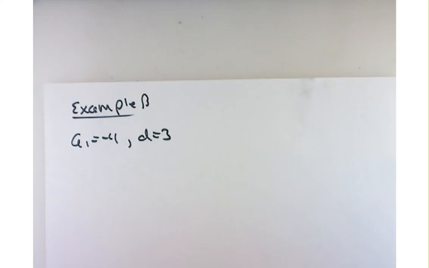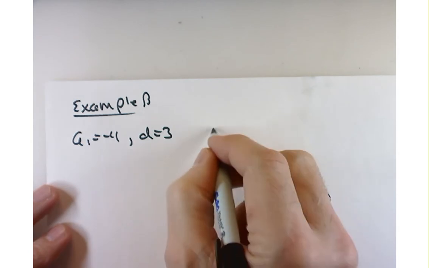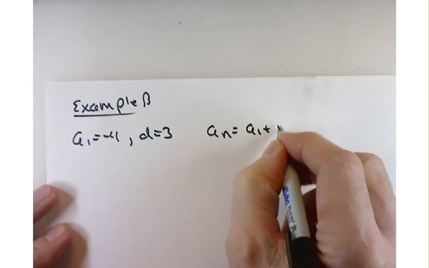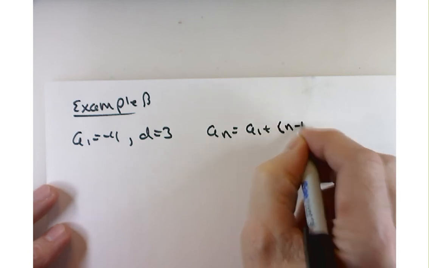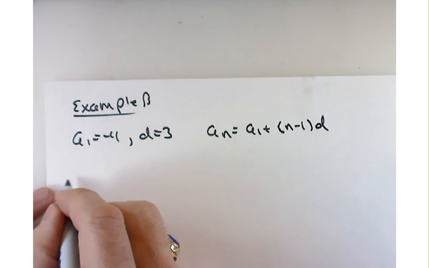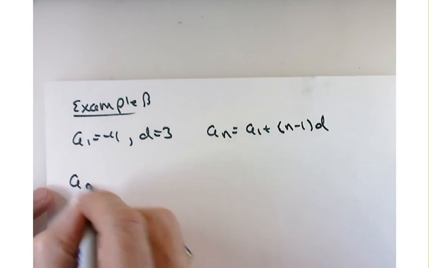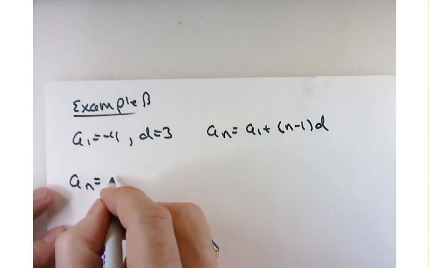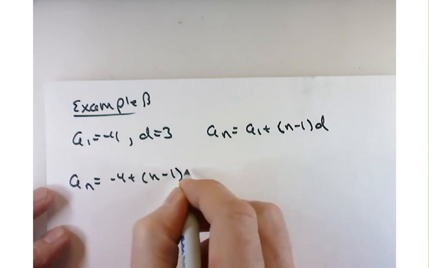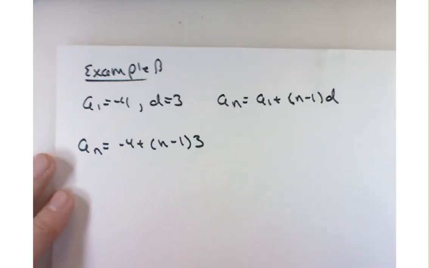So, okay. Now the general term is going to be A sub n is A sub 1 plus n minus 1 times D. In our case, that's going to look like this. A sub n equals negative 4 plus n minus 1 times 3. Nice.